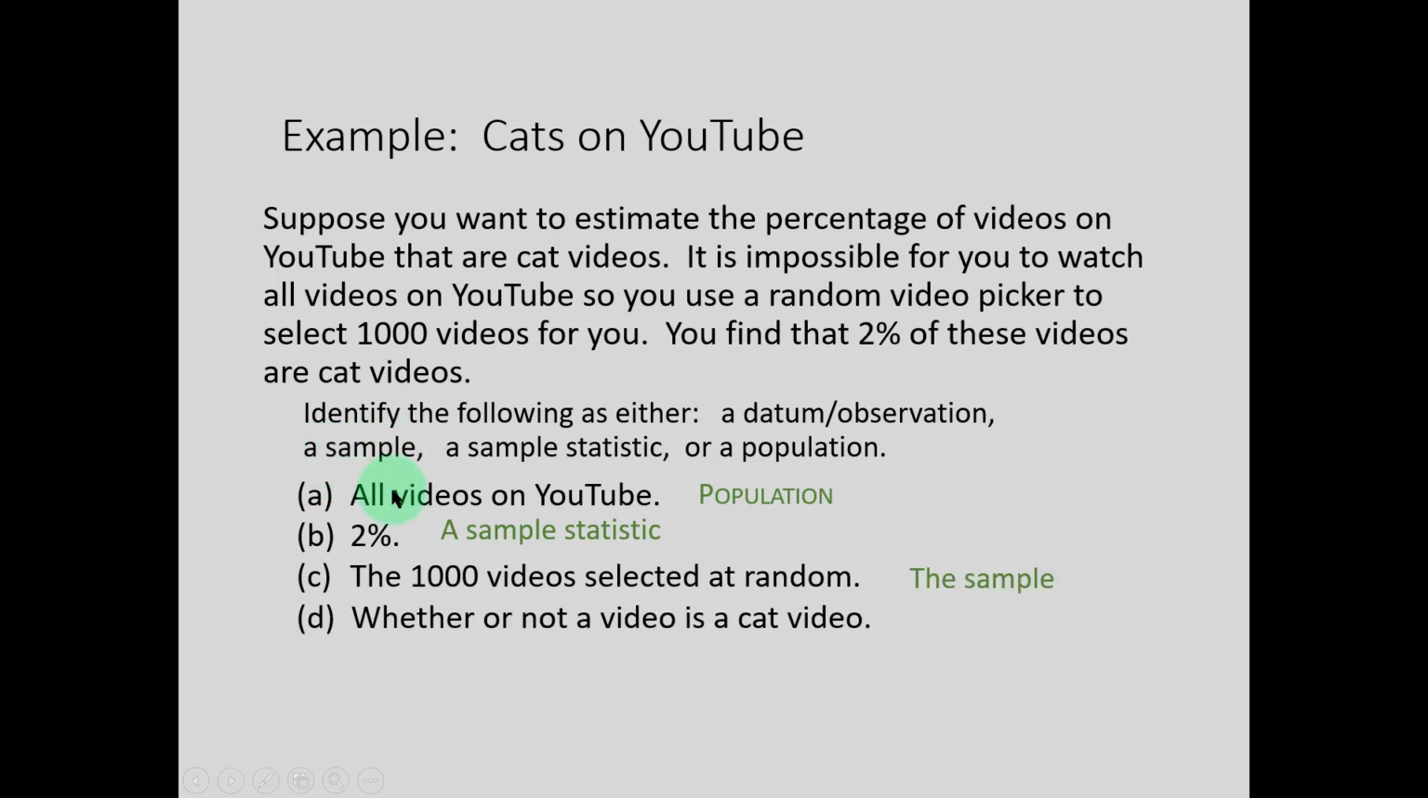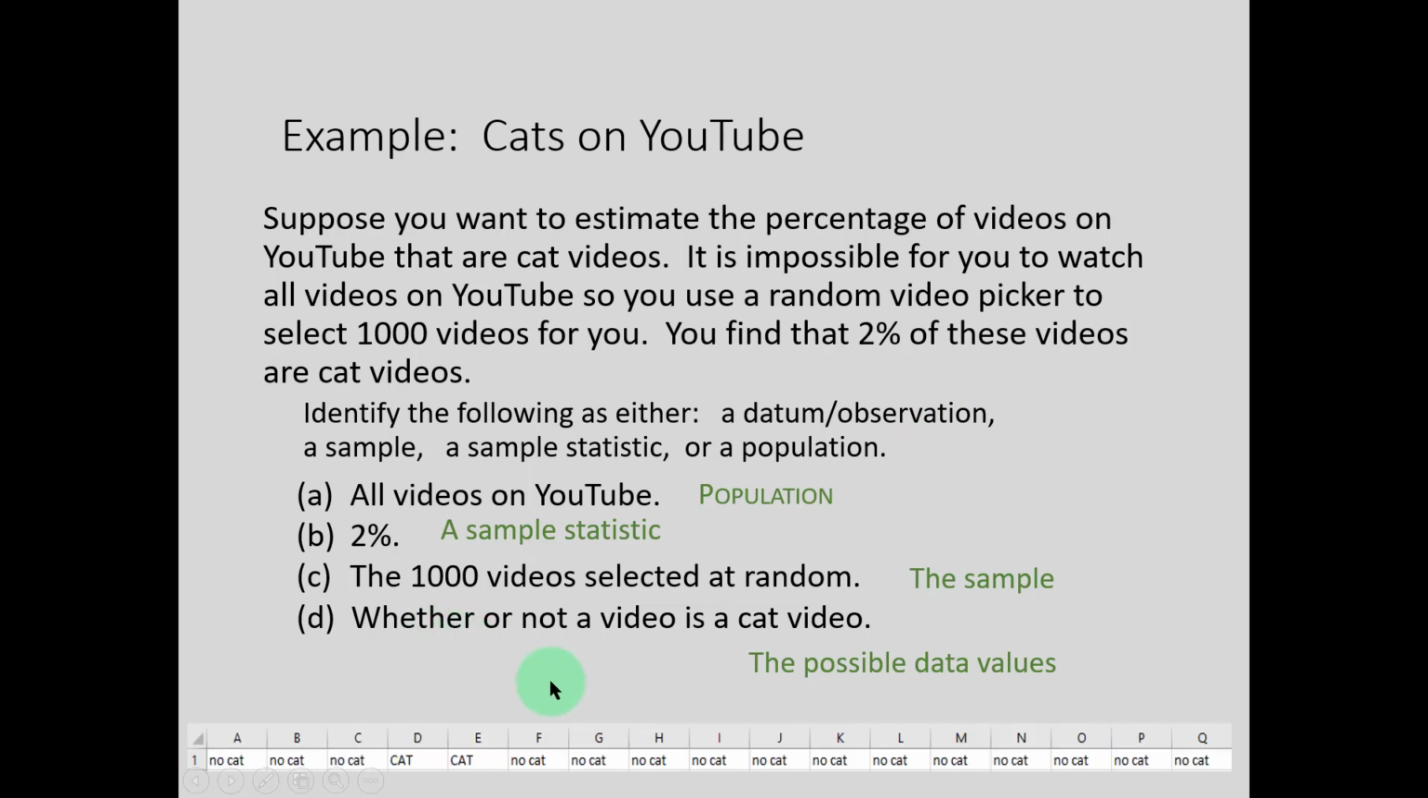And lastly, whether or not a video is a cat video. Well, by process of elimination, you probably know the answer, but upon viewing these videos in the sample, what is being observed? Basically, cat or no cat. So those are the possible data values. Those are the observations. So what would this data look like? It's probably just a list. Cat, no cat, no cat, no cat, no cat, cat. So that's what that information would look like.